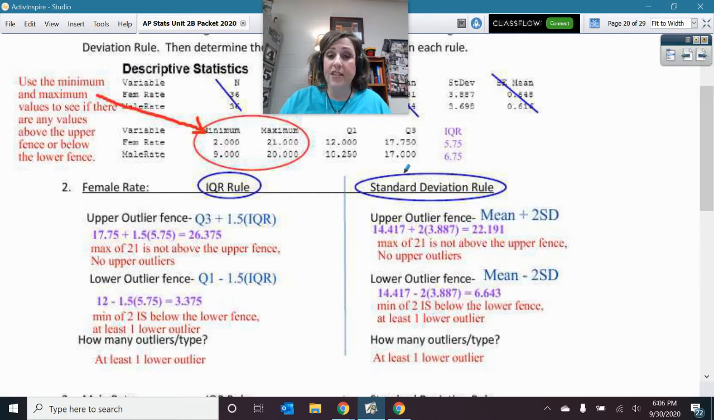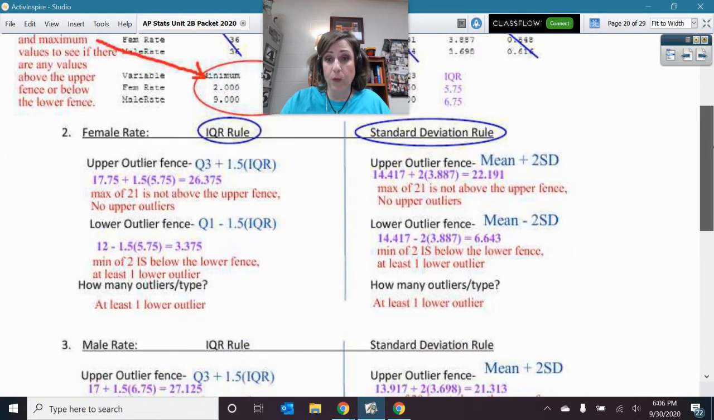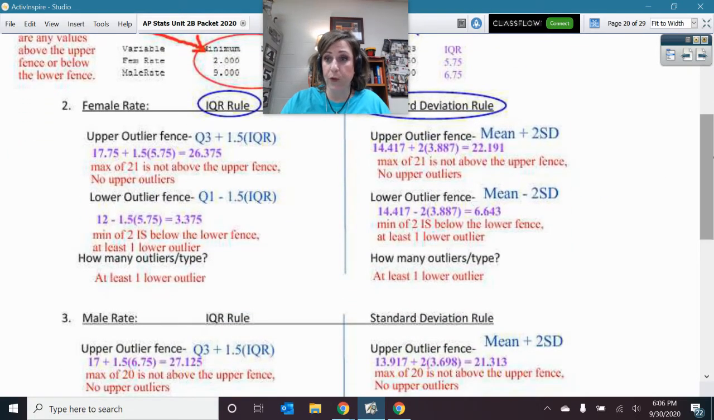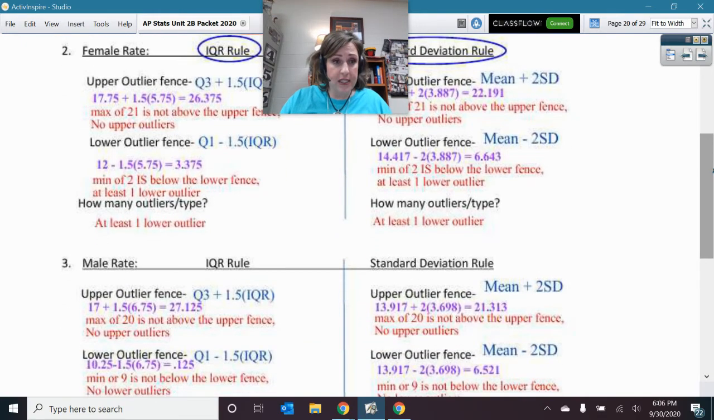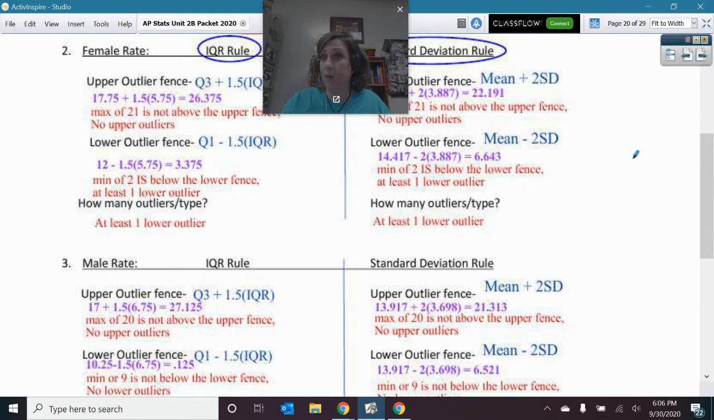Now, the standard deviation rule is your mean plus 2 standard deviations, or the mean minus 2 standard deviations. The upper fence is at 22, and we didn't have an upper outlier for the females. We did have a lower outlier. Again, 2 was a lower outlier. With that rule, the fence was 6.643. So in both cases, this means that we have at least one lower outlier.